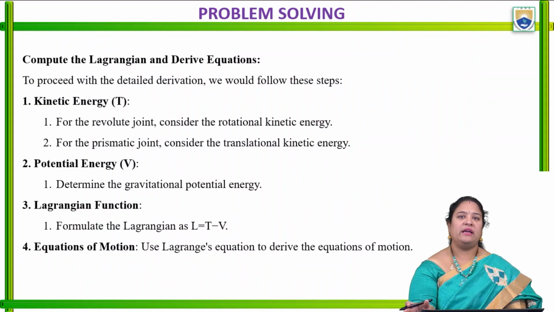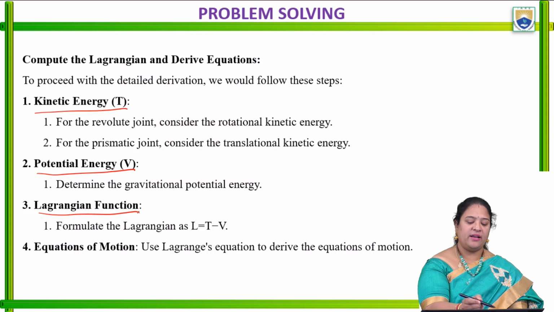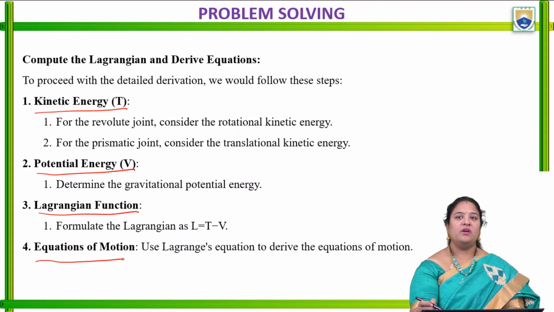Now, we need to compute the Lagrangian and derive the equation of motion, that is, with respect to the kinetic energy, potential energy, Lagrangian function and equation of motion. For a revolute joint, we need to consider the rotational kinetic energy, and for a prismatic joint, we need to consider the translational kinetic energy. Depending upon the type of the joint, the kinetic energy will change.